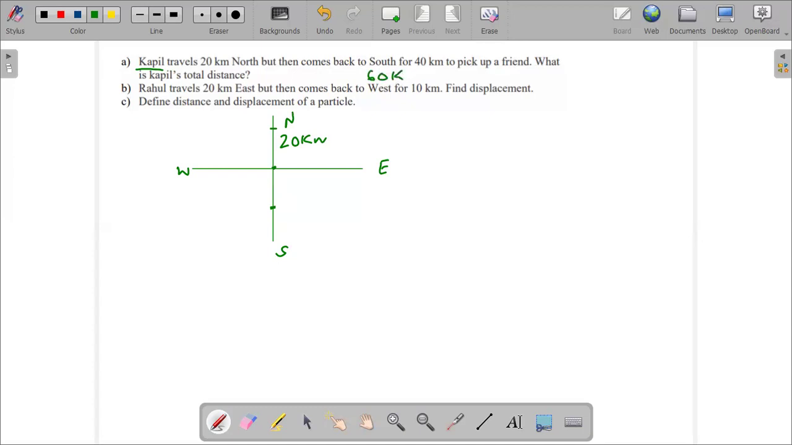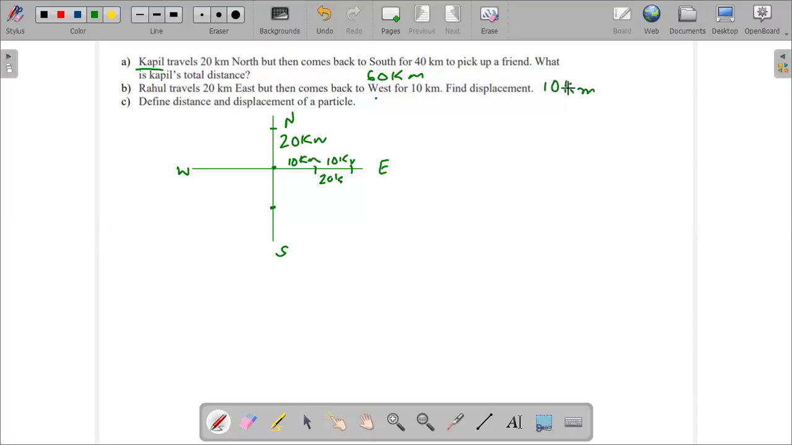So it makes a total of 60 kilometer. Then Rahul travels 20 kilometer east. So Rahul travels 20 kilometer here towards the east, then comes back to west for 10 kilometers. So again he travels 10 kilometer here. So his displacement: the initial position is here, final position is here. The displacement is 10 kilometers. 20 minus 10, that is 10 kilometers.